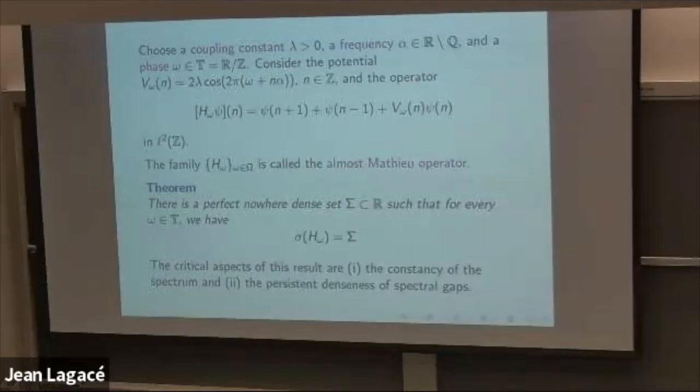Here you have lots and lots of gaps. In fact, the denseness of the gaps persists even if you vary lambda and alpha through the allowed values, precluding periodicity of the potential. So this is a very persistent denseness of spectral gaps.